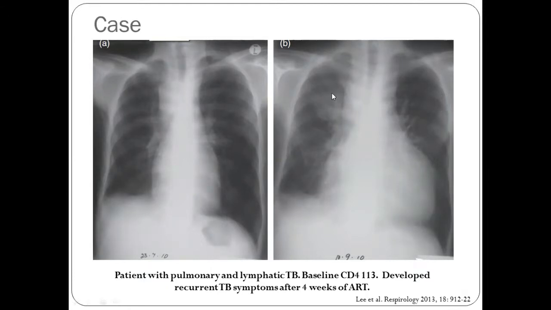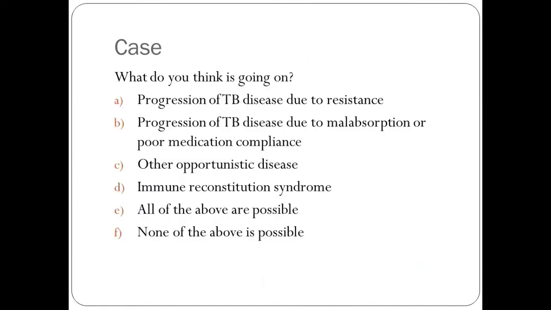After 4 weeks of being on HIV meds, you see that the chest X-ray is much worse. Now you have an enlarged heart, a much more enlarged mediastinum, and something going on that seems to be worsening in the right upper lobe. So what do you think about this? Do you think this is progression of TB disease due to resistance? Due to malabsorption or poor compliance with medications? Is it a different infection, an immune reconstitution syndrome, all of them, none of them? What do you think?